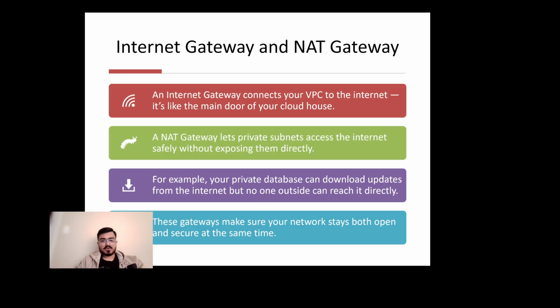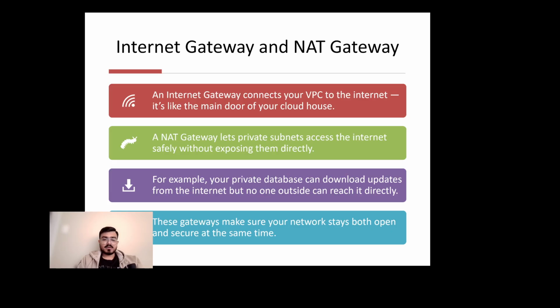So let's see internet gateway and NAT gateway. Now let's see how your VPC connects to the internet. In AWS, you have two main gateways: internet gateway and NAT gateway. The first one, internet gateway, connects your public subnet to the internet, and the NAT gateway lets private subnets access the internet safely without exposing them.